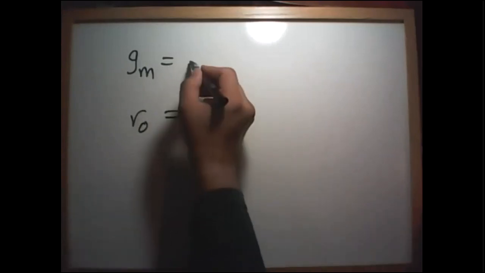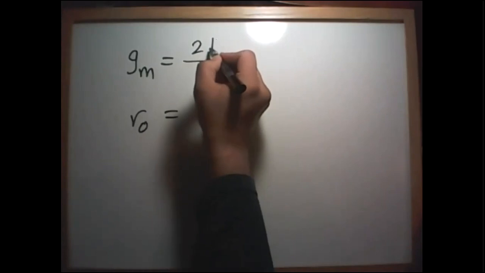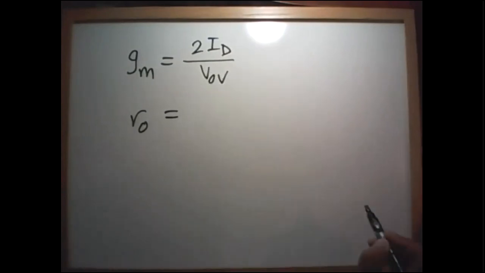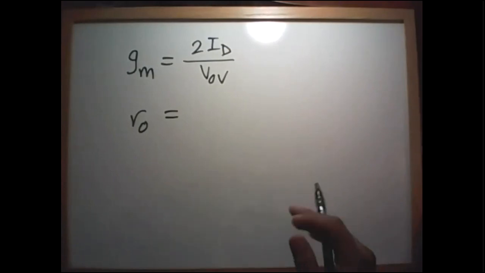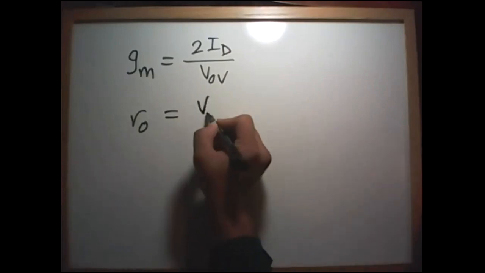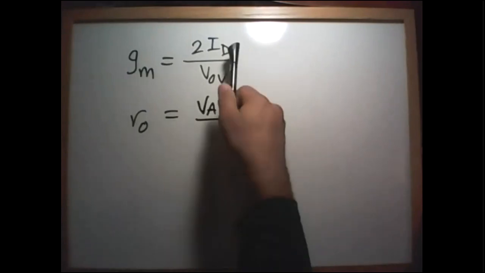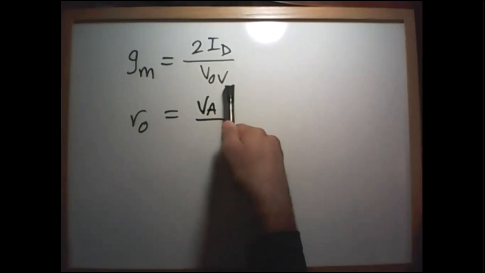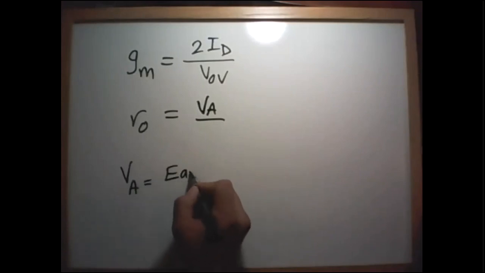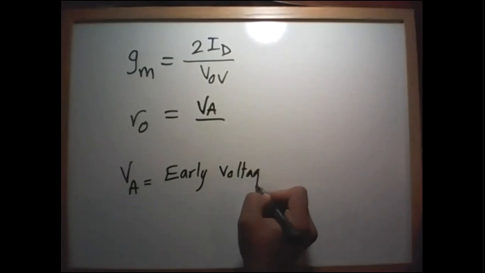So how much is gm? If you remember, it was 2 ID divided by V overdrive. And of course, you know ID from the previous step, so you can also find other ways to calculate gm. And for ro, we need VA, the early voltage. ID is the drain current, V overdrive is the overdrive voltage, and VA is the early voltage, which is a constant.